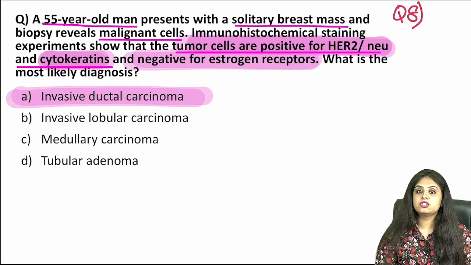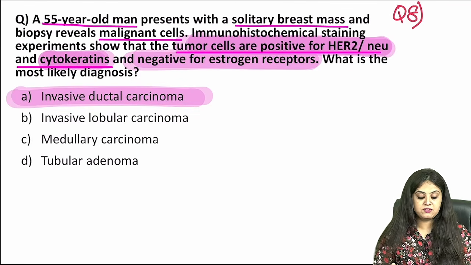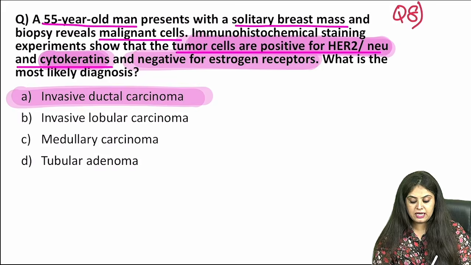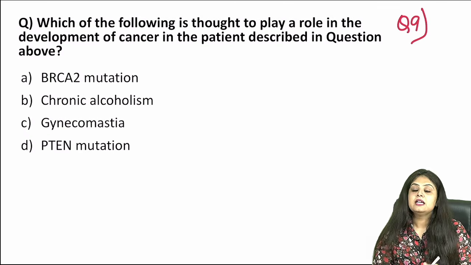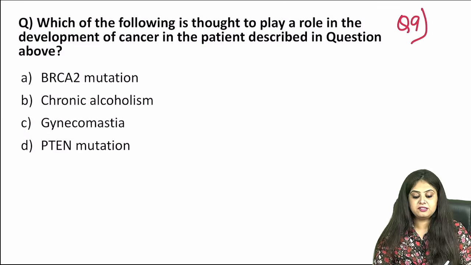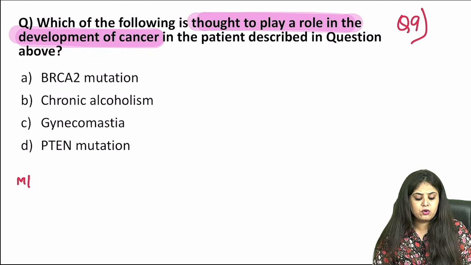So coming back to question 8, the most common cancer both in men and women is going to be invasive ductal carcinoma. But I have question 9, which is going in continuity with this question only, and that is saying, in the question above, that is male breast cancer, which of the following is thought to play a role in the development of cancer? Overall, if you ask me which is the most common genetic alteration overall in cancers, breast cancer, which is of course more common in females.